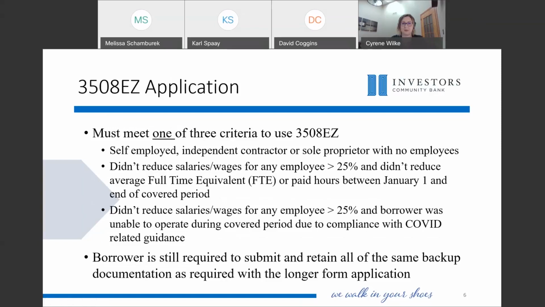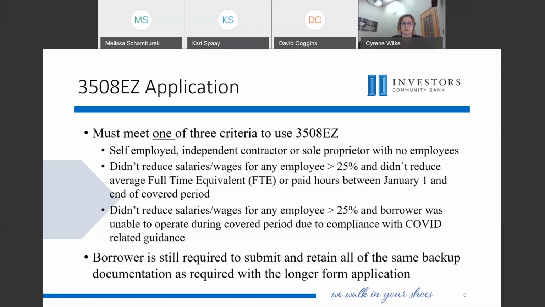Okay, let's talk about the 3508 Easy Application. Many people have said it's not that easy. As Carl will walk through, the things that you're required to do to apply, the gathering of information, providing proof, doing the calculations, all the things that prove out your forgiveness still have to be done. The application itself is simpler and more streamlined, but it doesn't take all those responsibilities off your plate.